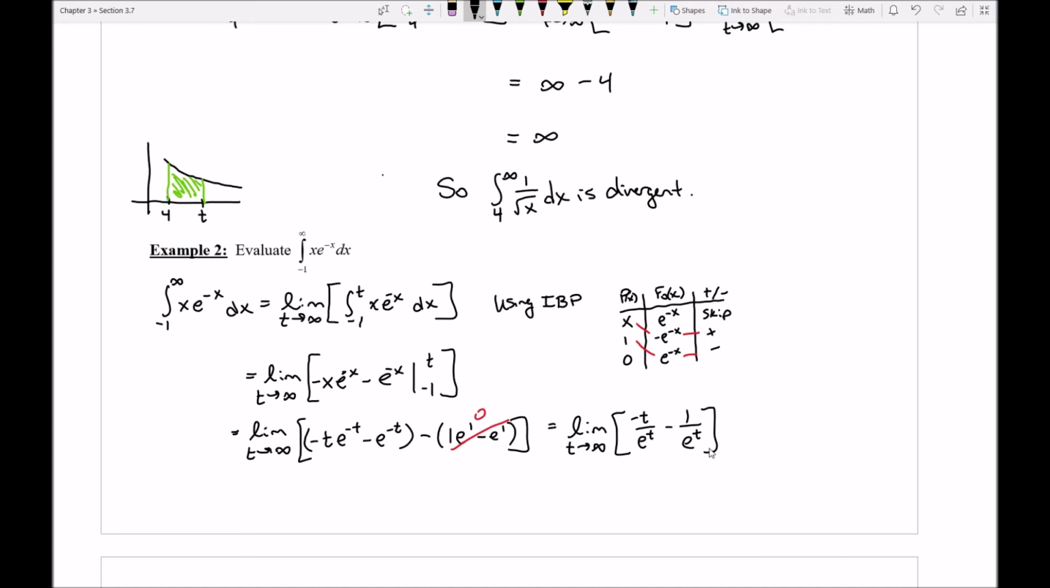Now, I think that the second term here is easy to evaluate because that limit is actually just going to turn into 0, right? Because e to the t is going to zoom off to infinity. So if I was to separate this into two limits, that second limit is going to be easy to work with. Again, I know that second limit just turns into 0. So really what I'm going to be left with here is a limit as t approaches infinity of negative t over e to the t.